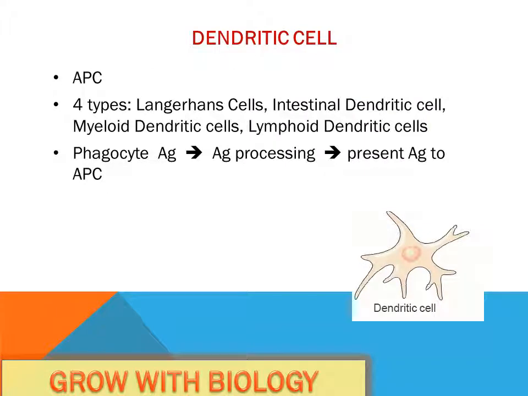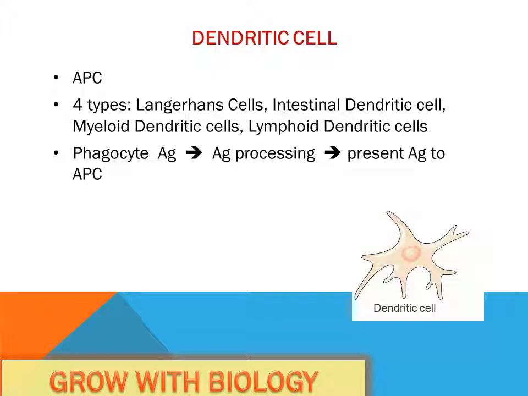Dendritic cell. Dendritic cells are a type of phagocytic cells. It is an antigen presenting cell. In the previous slide I told that B cell is also a type of antigen presenting cell. It is of 4 types: Langerhans cells, intestinal dendritic cell, myeloid dendritic cells, and lymphoid dendritic cell.